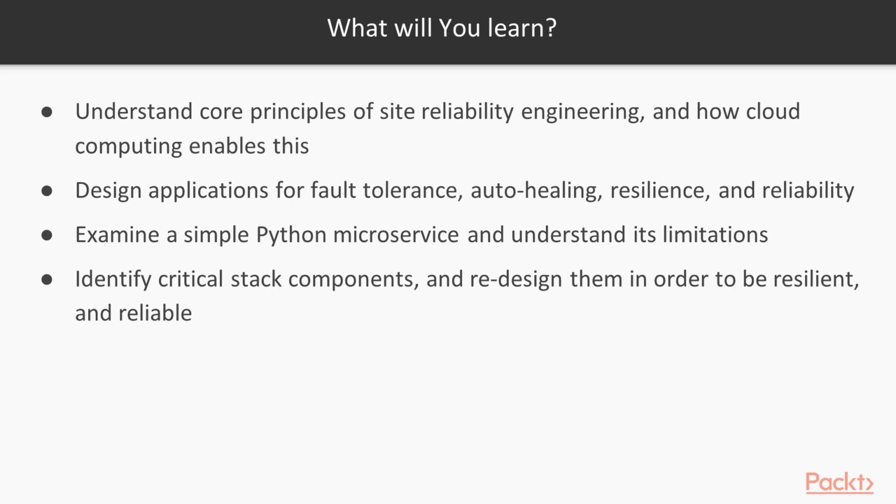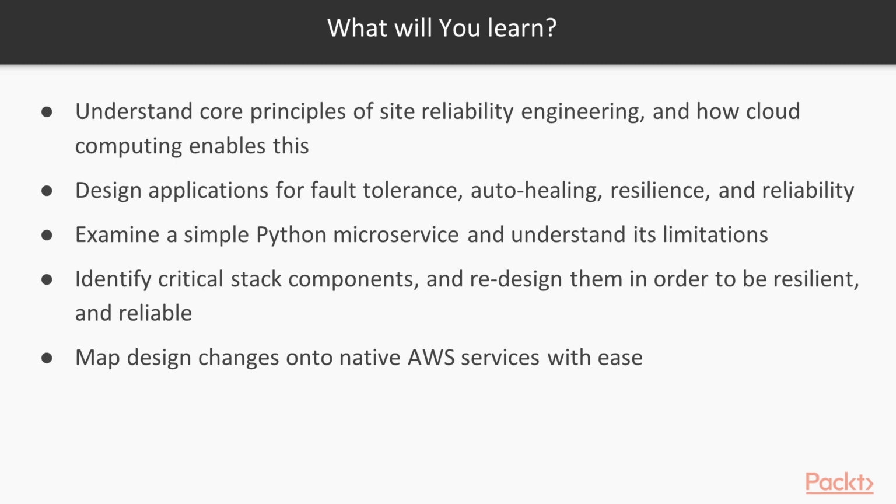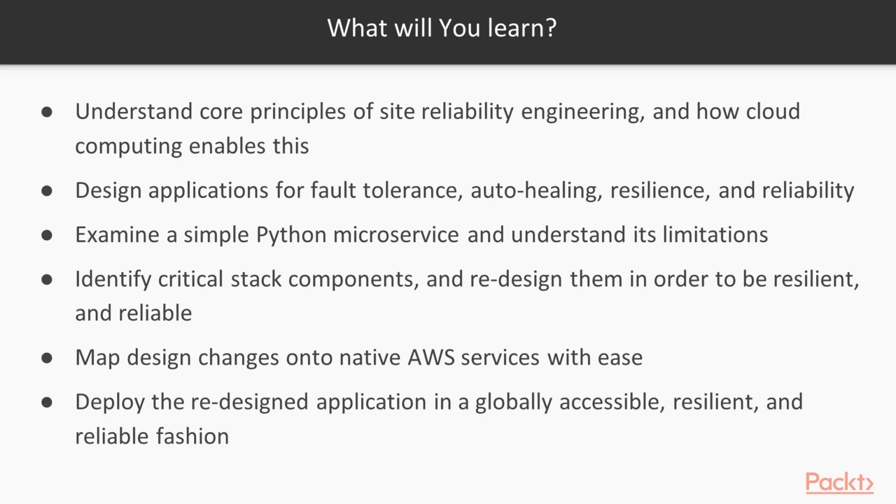We'll then identify the key failures using failure mode analysis, prioritize those issues, and redesign our application, mapping those onto native AWS services like EKS, RDS Aurora, and AppMesh. And finally, we'll deploy all of that, and iterate over it a couple of times. So what you're going to end up with is an application that's a lot more reliable and resilient running on Amazon than it ever was on your on-premise deployment.